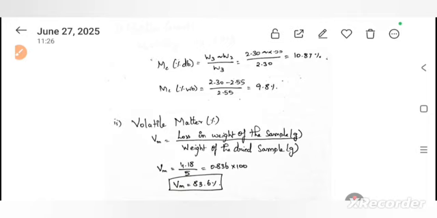Next we are going to find out volatile matter. The formula is loss in weight of the sample in gram divided by weight of the dried sample in gram. We know the weight of the dried sample is around 5 gram. After keeping it in a hot air oven, the loss of the sample is around 0.92 gram, so the weight of the sample will be 4.18 gram. Using the formula we can find the volatile matter in percentage, which is around 83.6 percent.